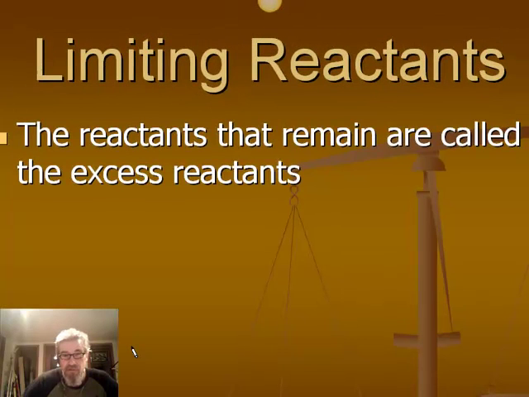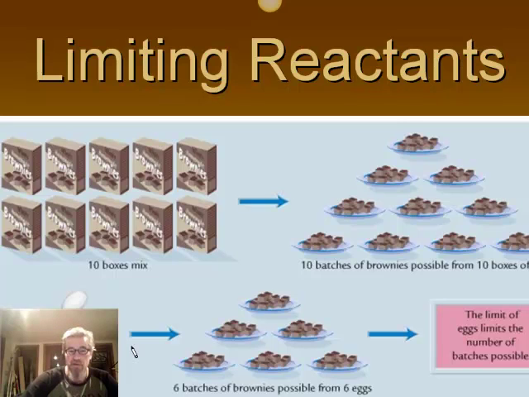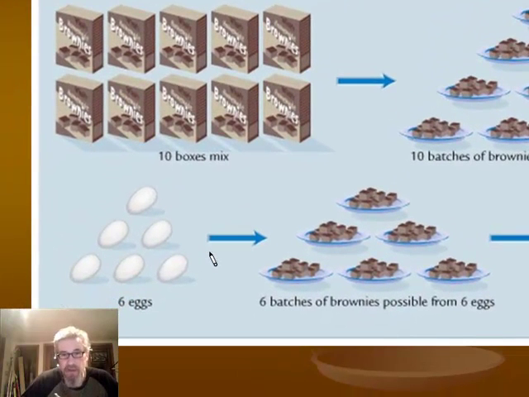When you're done with the reaction, you're going to have some reactant left over. It's not the limiting reactant because that ran out. That's what stopped the reaction. The reactants that remain when the reaction is over are called the excess reactants. Going back to the brownie mix, the brownie mix is the excess reactant. We have 4 excess boxes of brownie mix. Now let's apply this to chemistry.